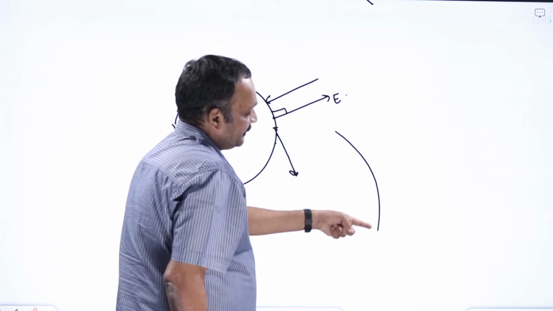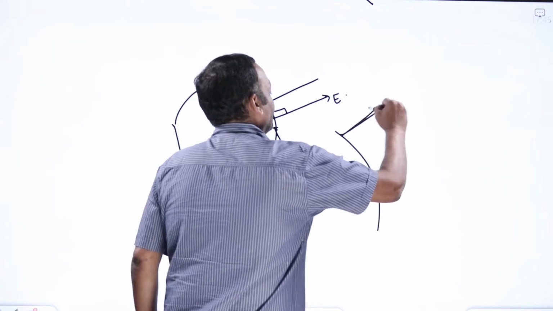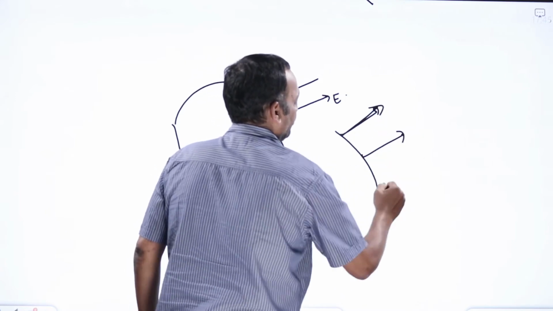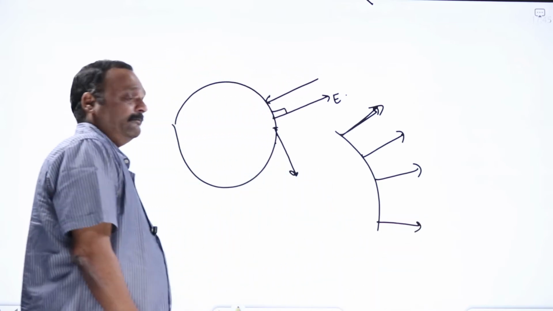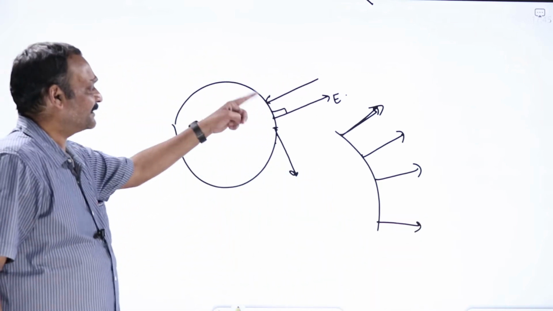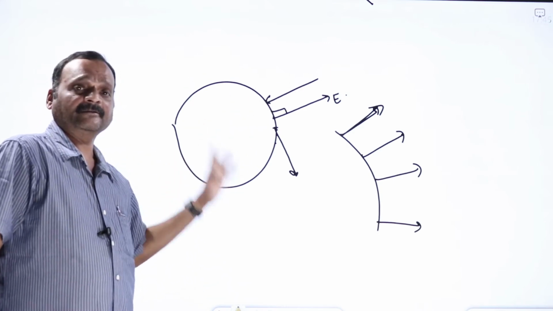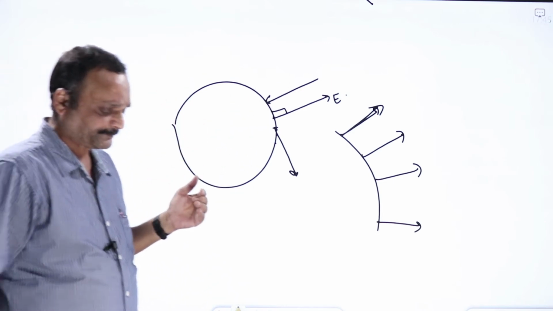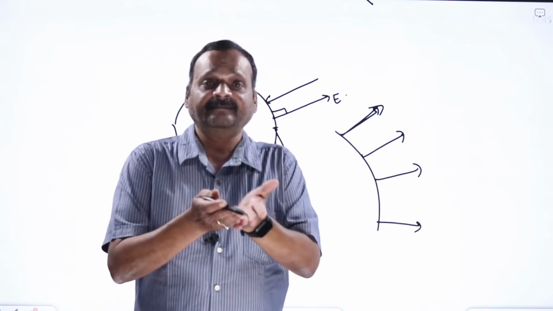Suppose an equipotential surface is like this. Everywhere the electric lines of force will be perpendicular like this. At every point on an equipotential surface, electric field lines will always be perpendicular to the surface. Since a conductor is also an equipotential surface, electric field lines will always be perpendicular to a conducting surface.